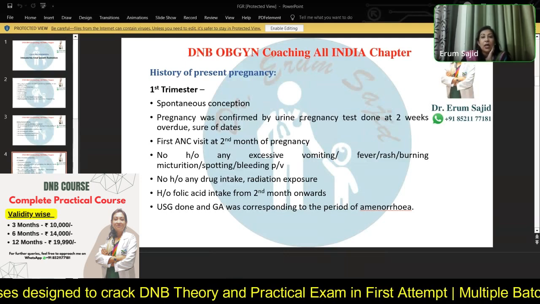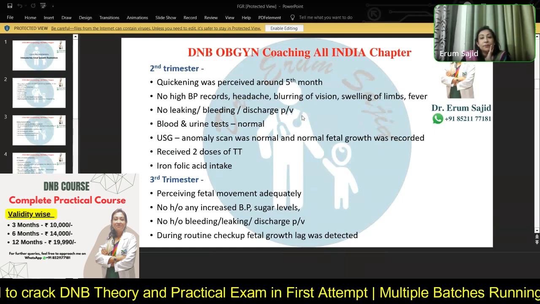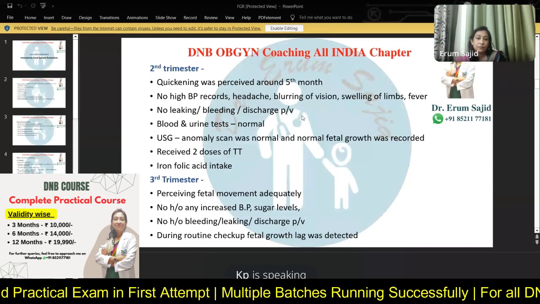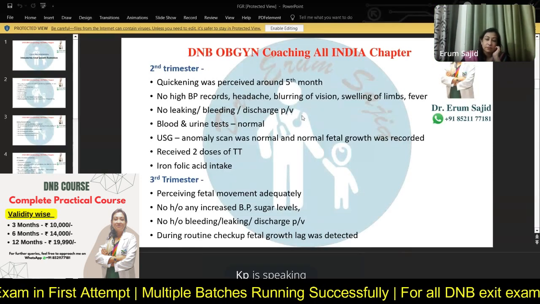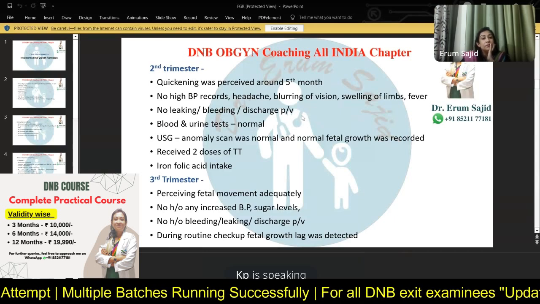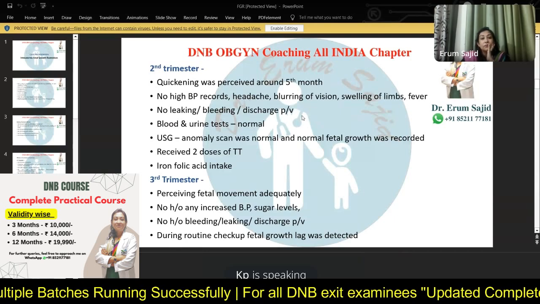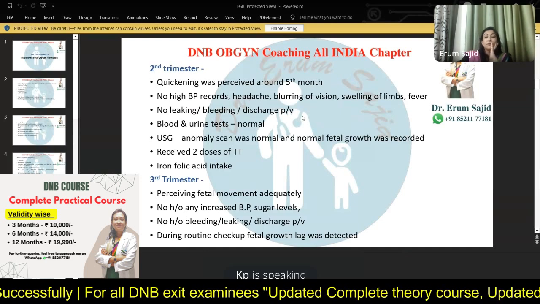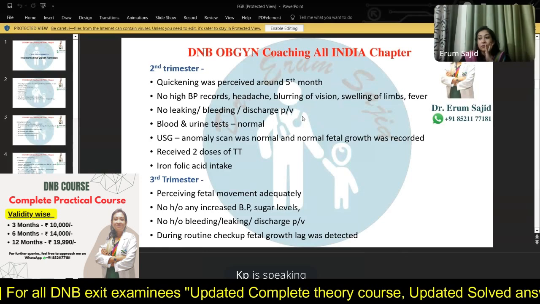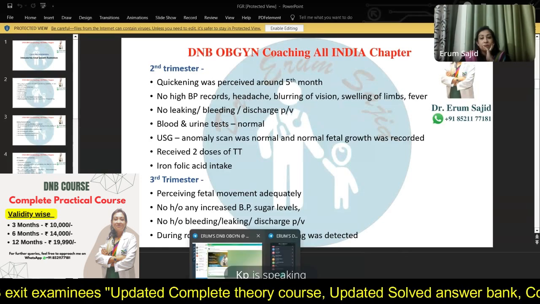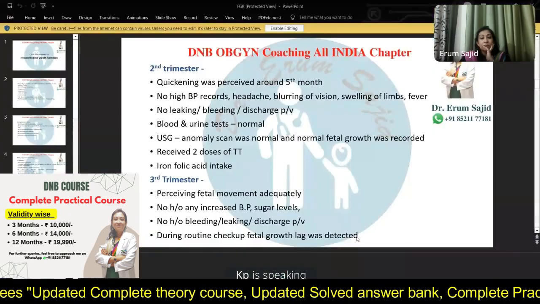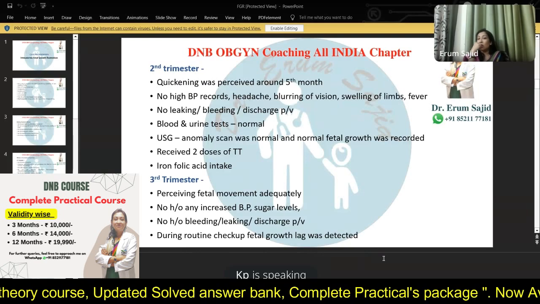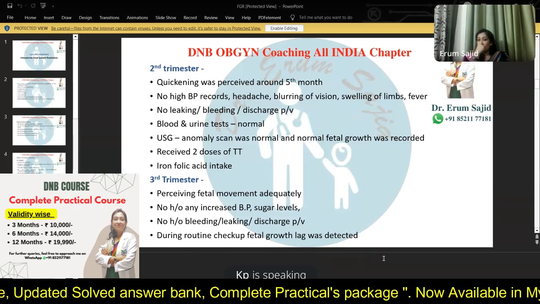Okay. What about the second trimester? Anything specific? There was nothing specific. Quickening was perceived around the 5th month. There is no history of raised blood pressure, headache, blurring of vision, or fever, no leaking or bleeding discharge PV. Her blood and urine tests were normal. Anomaly scan was normal and normal fetal growth was recorded. She received 2 doses of tetanus toxoid, and she was taking iron and folic acid regularly.